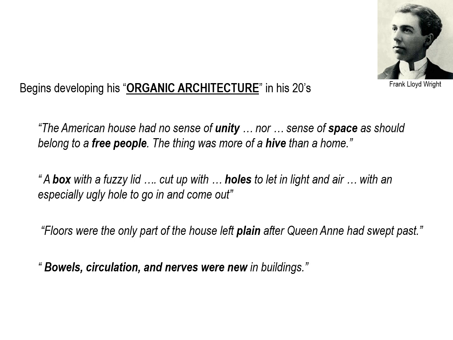The American house, he says, had no sense of unity, nor sense of space, as should belong to a free people. The thing was more of a hive than a home, a box with a fuzzy lid cut up with holes to let light and air in, with an especially ugly hole to go in and out. Floors were the only part of the house left plain after Queen Anne had swept past, Victorian Queen Anne. Bowels, circulation, and nerves were new to buildings, all the engineering that came after the Industrial Revolution, which he was born into.